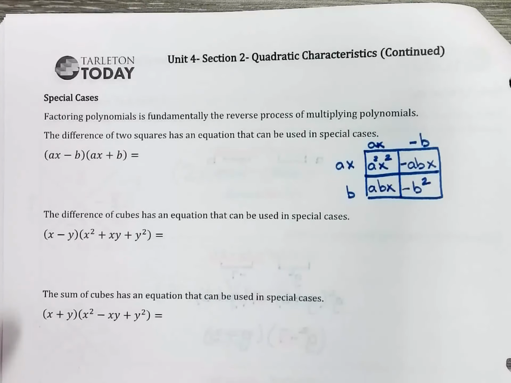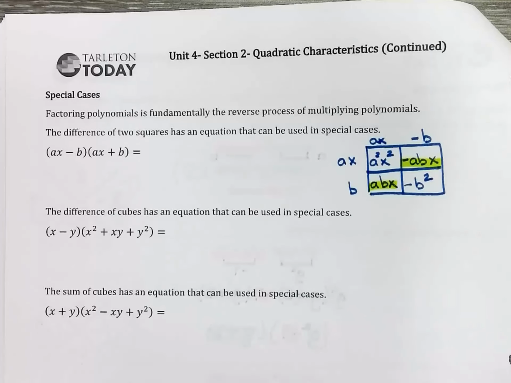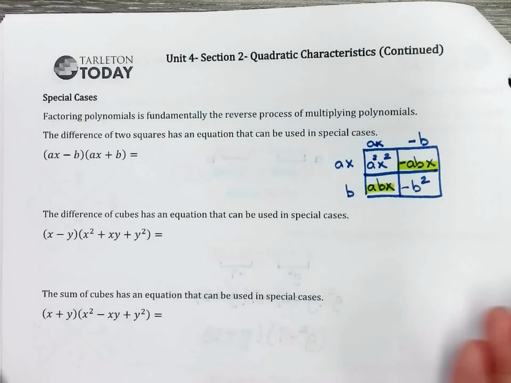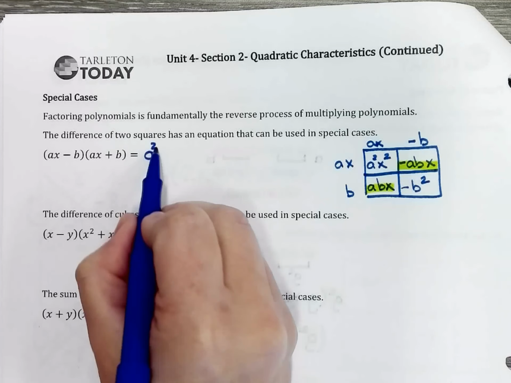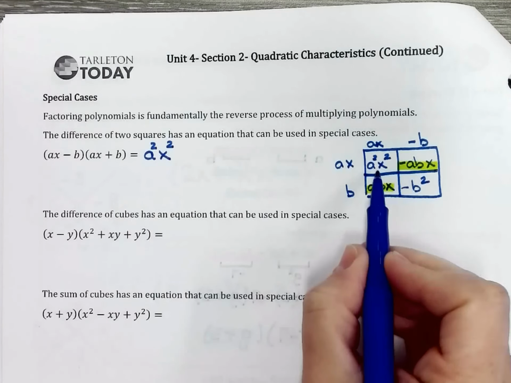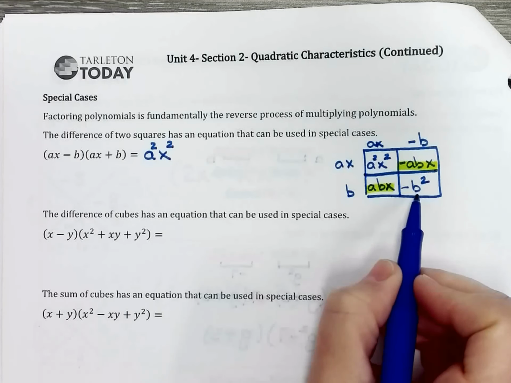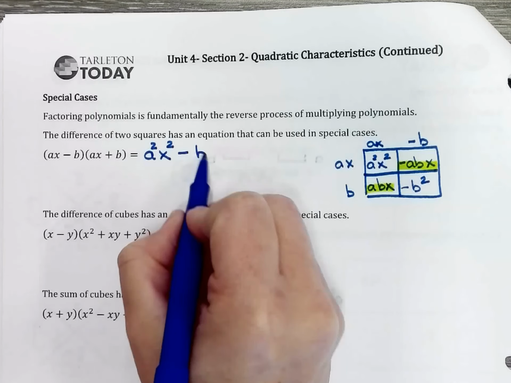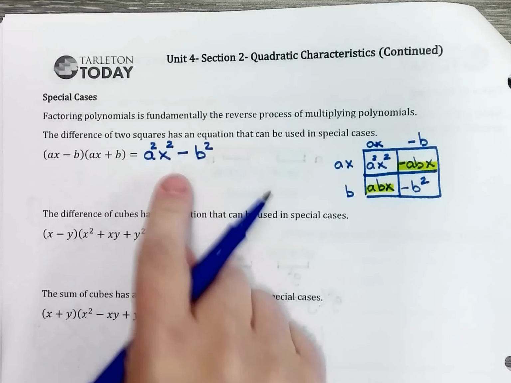At this point, when you combine like terms, we are going to combine abx with abx. So you add them up, you have 0 abx, right? So then you have a squared x squared, this is 0, and then I have minus b squared. All this to say, you can go back and forth between these.